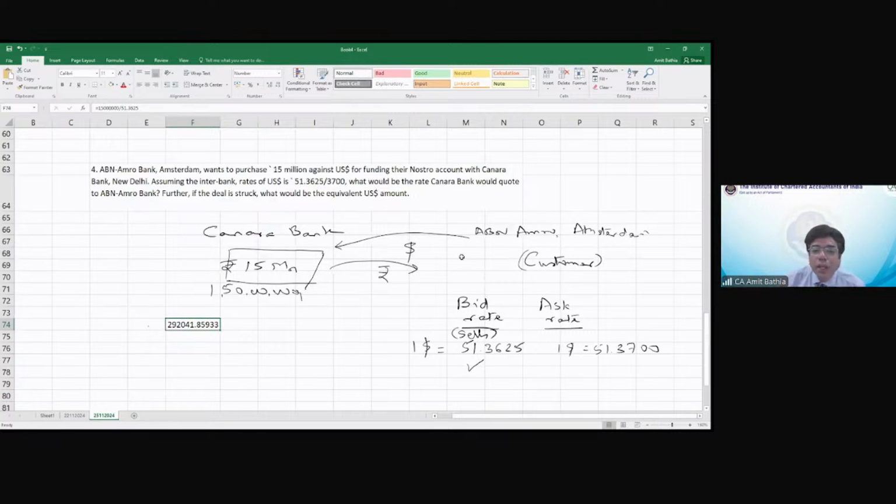I repeat once again, in this question, ABN AMRO Bank wants to fund 15 million rupees against US dollar from Canara Bank, New Delhi. Assuming the interbank rate of US dollar is 51.3625/3700, what would be the rate Canara Bank would quote to ABN AMRO Bank? Canara Bank is essentially going to buy US dollars. If the customer is selling, it's the bid rate which is charged, because Canara Bank is buying. So Canara Bank will offer 51.3625 to ABN AMRO Bank. To get 1 crore 50 lakhs, or 15 million rupees, they would need to bring in 1 crore 50 lakhs divided by 51.3625, which is $292,041.